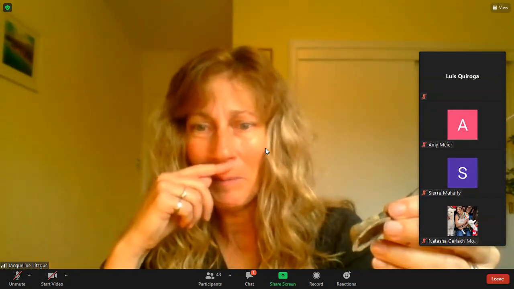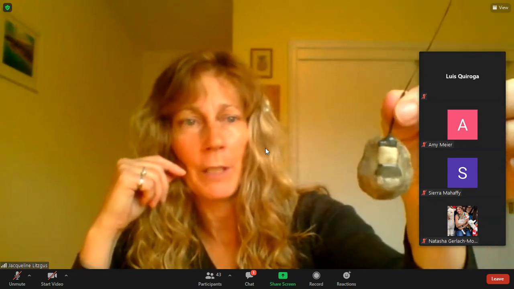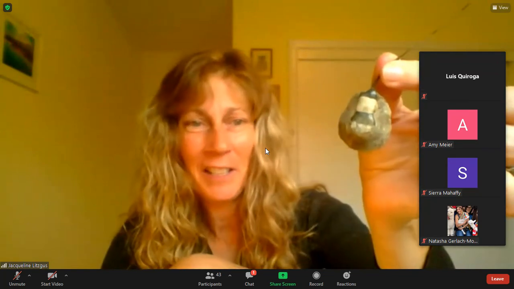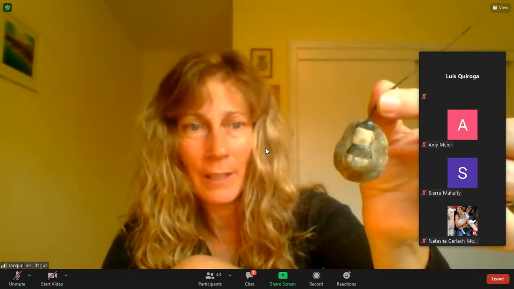Darwin says it kind of looks like a mini horseshoe crab. It really does look like a mini horseshoe crab, and that's because of the epoxy that's around the outside.